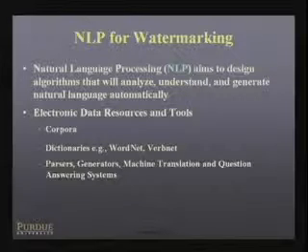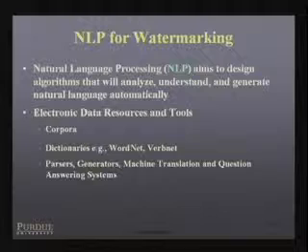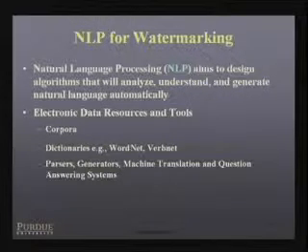Natural language processing aims to design algorithms that will analyze, understand, and if necessary, generate natural language automatically. There are many electronic data resources available online, for example, Wall Street Journal text, or a corpus, which means a long text that is representative of a language. There are many electronic dictionaries like WordNet or VerbNet, and off-the-shelf parsers, generators, and machine translation tools that can be used to create a watermarking system.